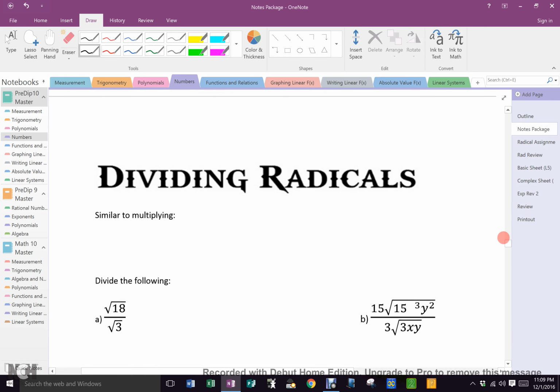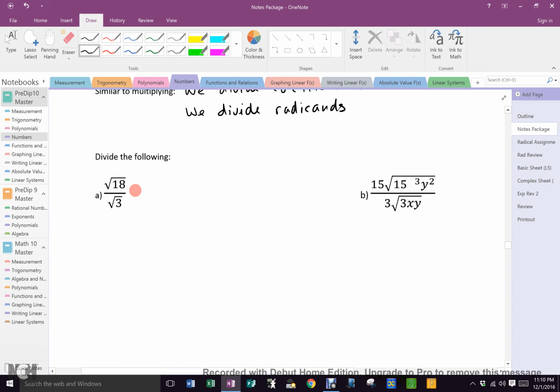Dividing is similar to multiplying. We divide coefficients and we divide radicands. So here I have root 18 over root 3, which is root 6, because 18 divided by 3 equals 6.